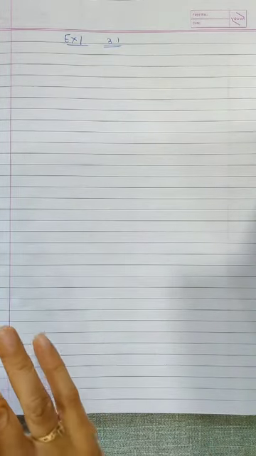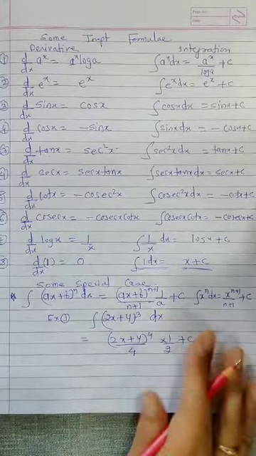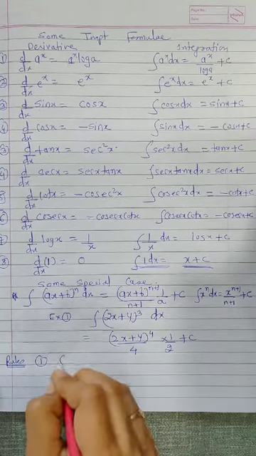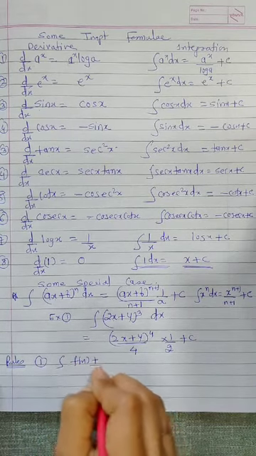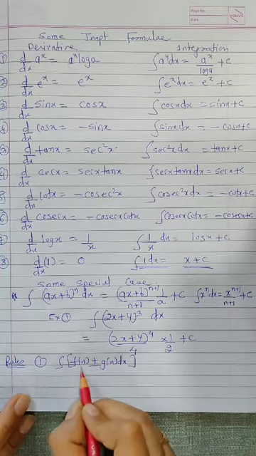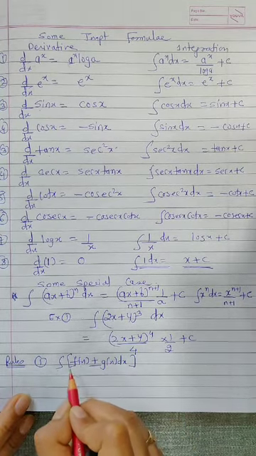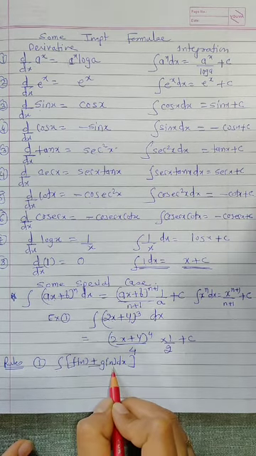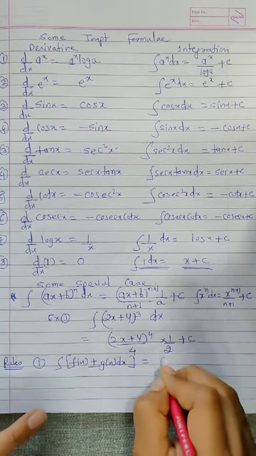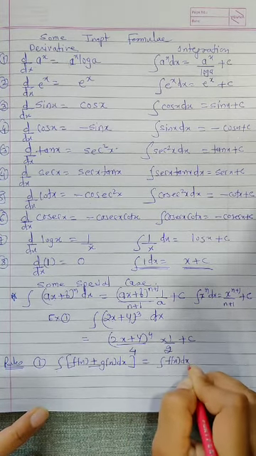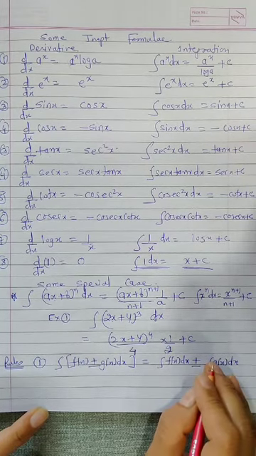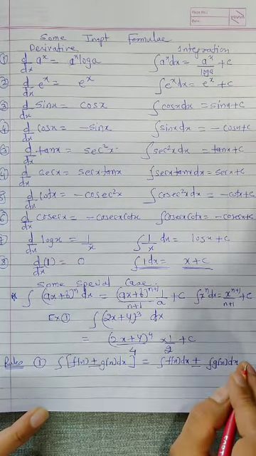Okay, now students, one more thing I have to tell you, some rules for integration. Whenever there are two functions in addition or subtraction, so we have two functions here, the integration of f of x plus g of x or the integration of f of x minus g of x. The rule says that you have to separate the functions. First will become the integration of f of x dx plus or minus the integration of g of x dx. So separate the integration and perform the integration separately.